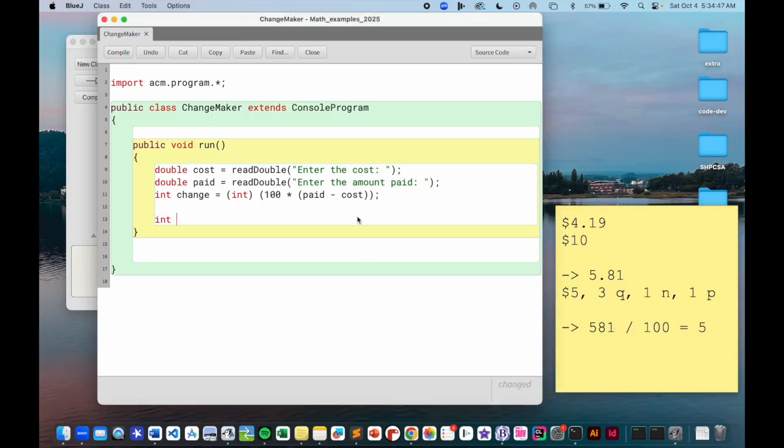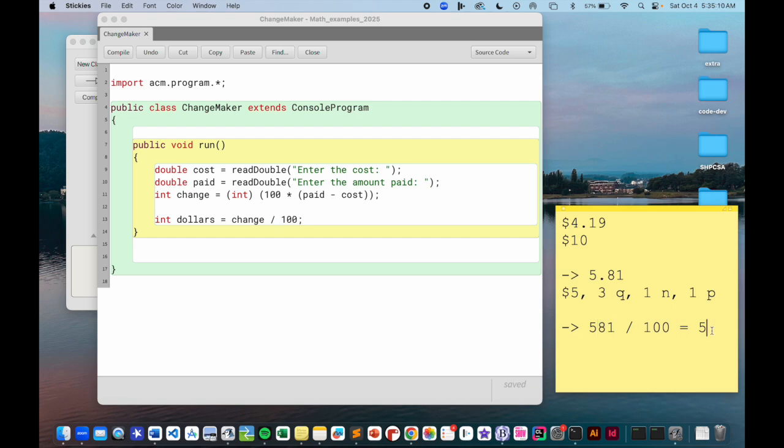So let's do int dollars equals change divided by 100. Now that I have the dollars taken out of this, I really want to get rid of them and see how much change I have left. Like if I handed you the $5 bill, how much change do I still have left to give you is the 81 cents.